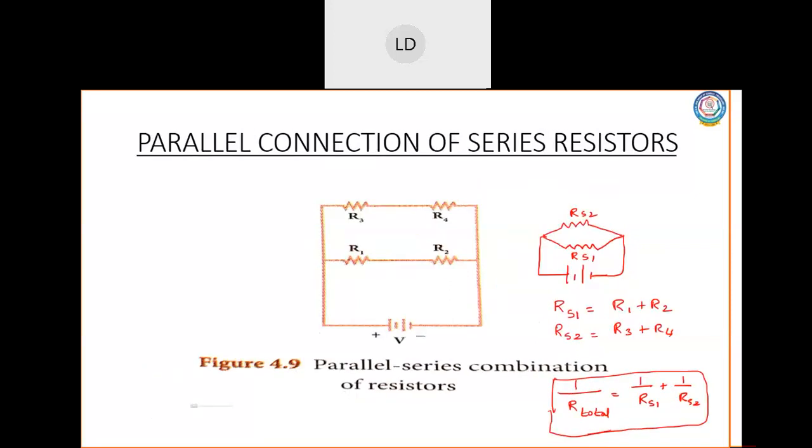These types of formulas are used to solve numericals. Please be very clear in understanding the concept. Apply the formula to solve the numericals, children.